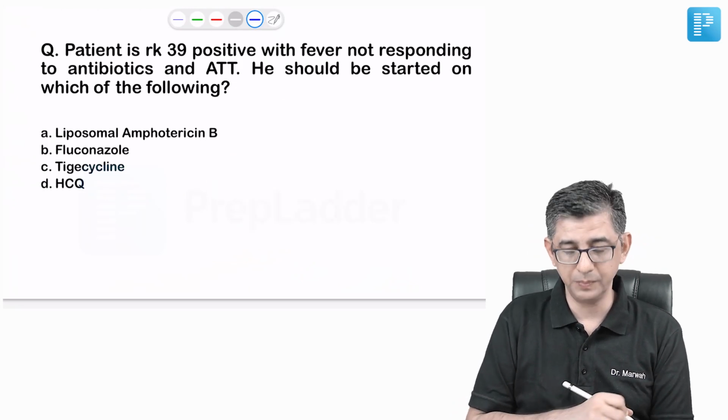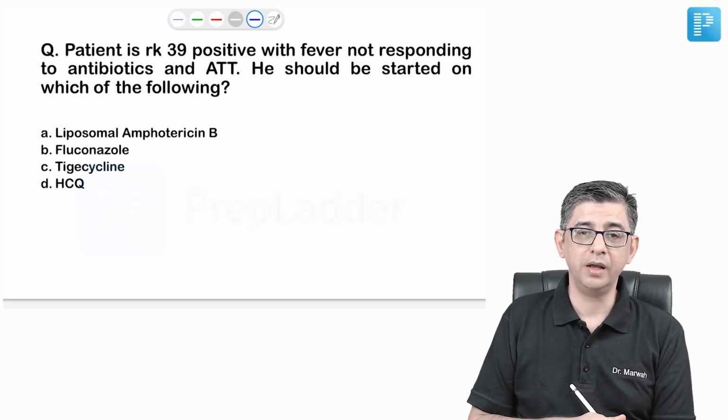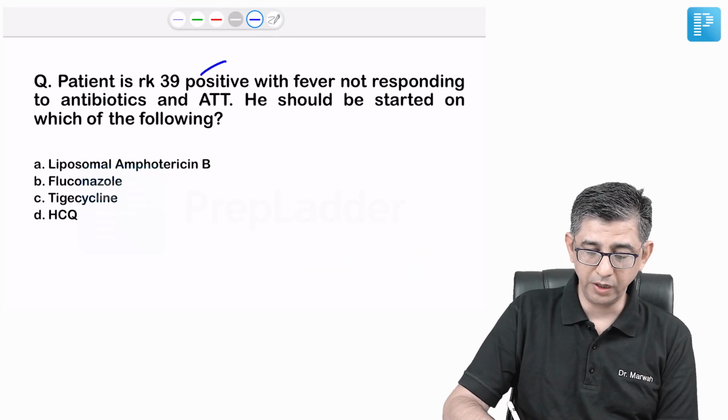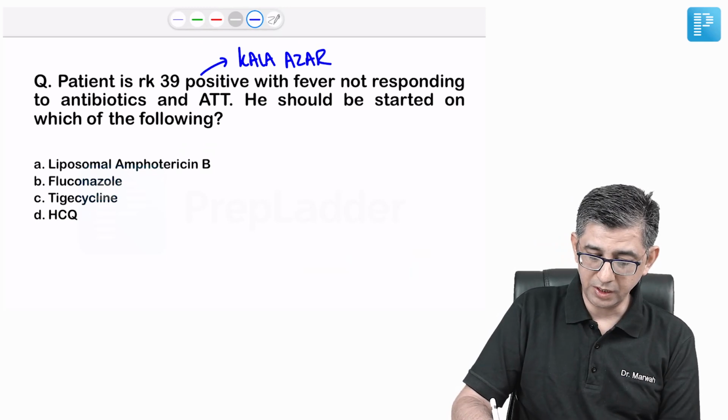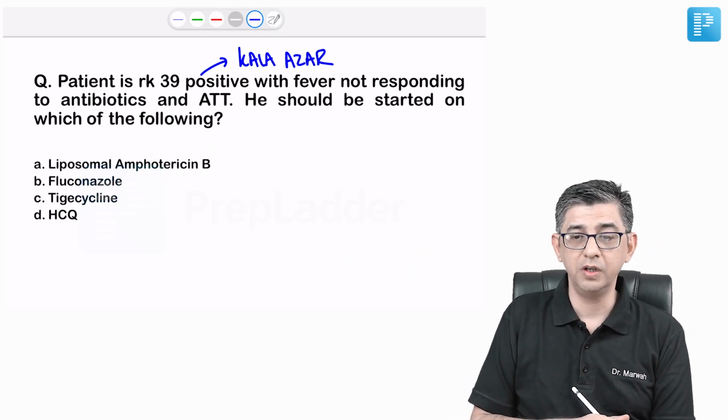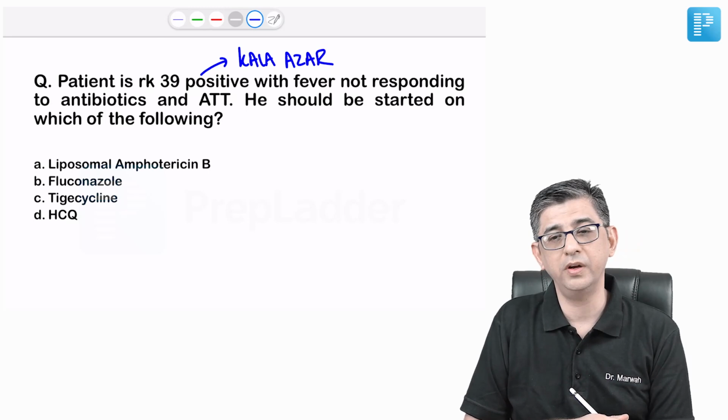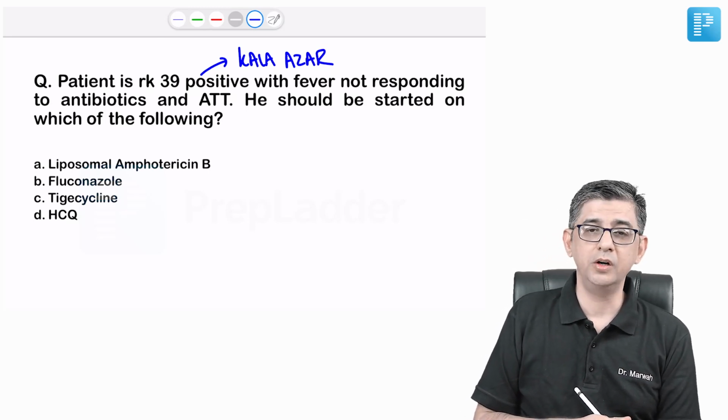The subsequent question said the patient is RK39 positive. So the moment you read RK39 positivity, you are reading about Kala-Azar. And then he says that this person is having fever which is not responding to antibiotics and ATT. He should be started on which of the following?